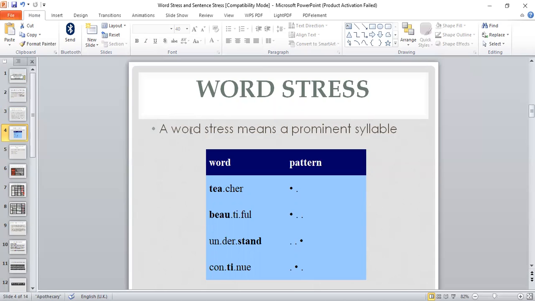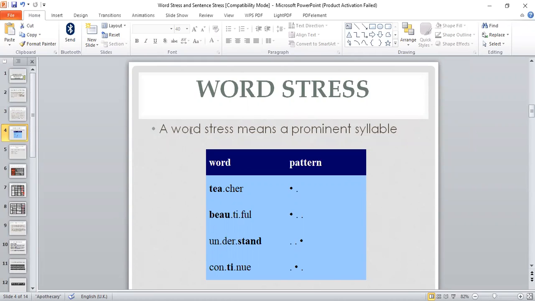Now, the first one we want to look at is teacher. You will note that with the pattern, I have a big dot and a small dot. The small dot represents the part of the word that is pronounced low, with low prominence. The big dot is the one that is heightened, the syllable that is emphasized, the syllable that is stressed. So it is teacher, teacher.